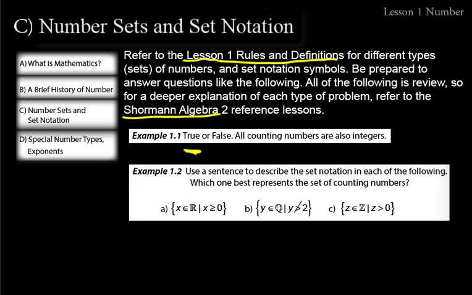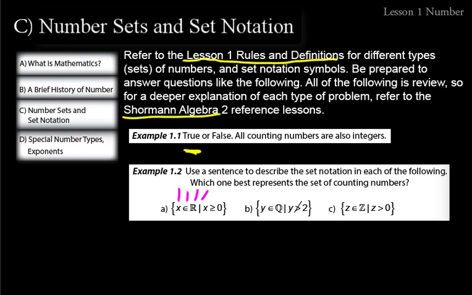Moving on to example 1.2: use a sentence to describe the set notation in each of the following, and which one best represents the set of counting numbers. So we're thinking about two different questions here. First let's write a sentence for all three of these. In A, think about what that says there. x is a member of, that's what that E-looking symbol means, is a member of, and then the funny-looking R there is the set of real numbers. So x is a member of the set of real numbers. The vertical line means such that, and then x is greater than or equal to 0.